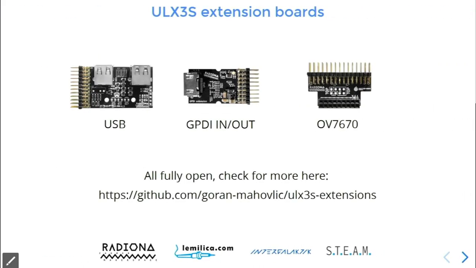We have also designed a lot of open extensions for the ULX3S, and we are currently selling three of them. First is the USB extension that gives you two additional USB host ports, as for some projects you will need mouse and keyboard, or even joystick. GPDI can be used for additional GPDI output. It can also be used as DVI input.